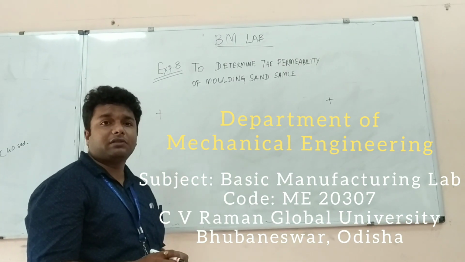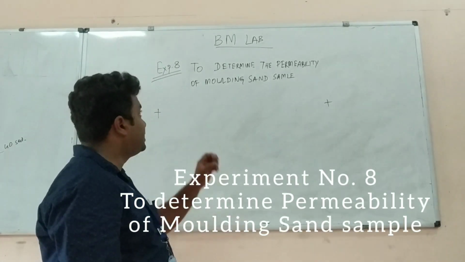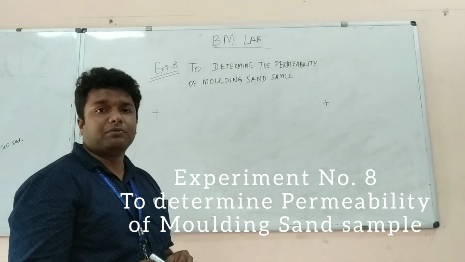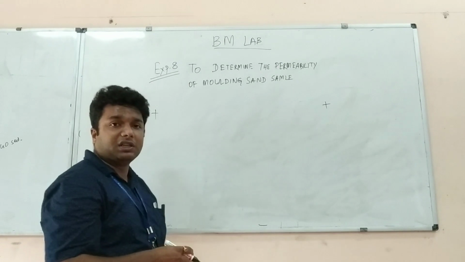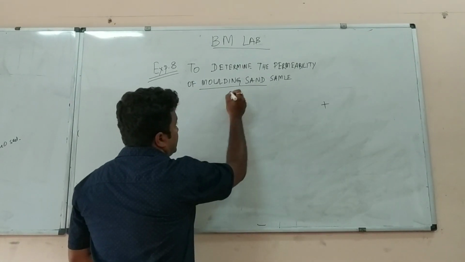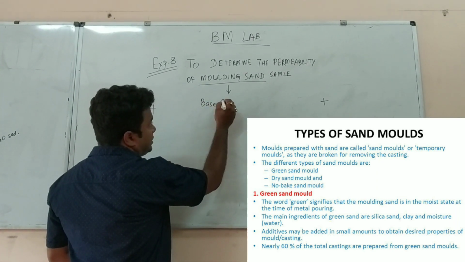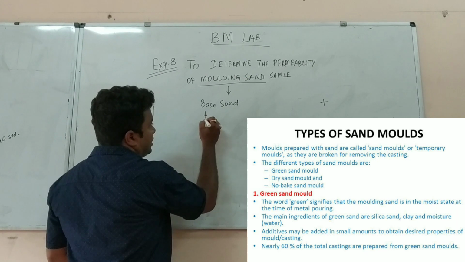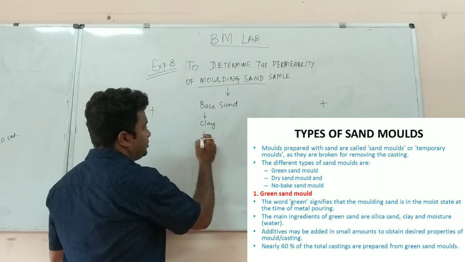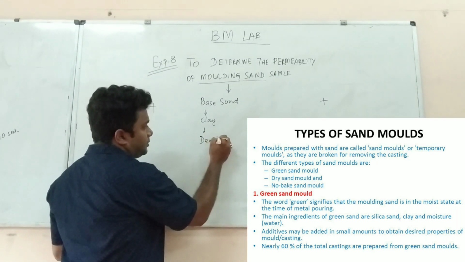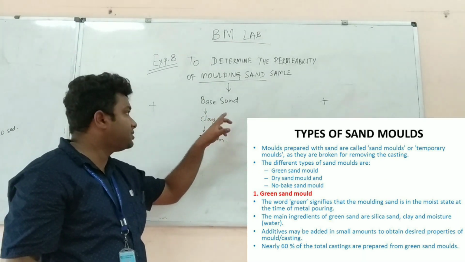Now we are here to start our next experiment for basic manufacturing lab, that is experiment number 8, and that is to determine the permeability of molding sand sample. So first of all, for this experiment we need to prepare a molding sand. This sand we need to prepare with the help of your base sand, clay and your dextrin powder. So this molding sand is prepared with the help of base sand, clay and dextrin powder.